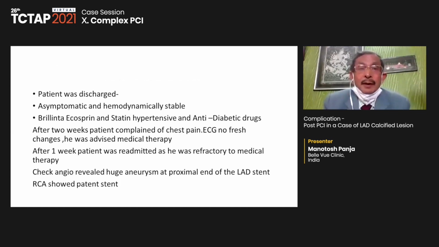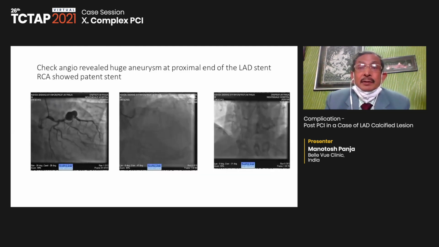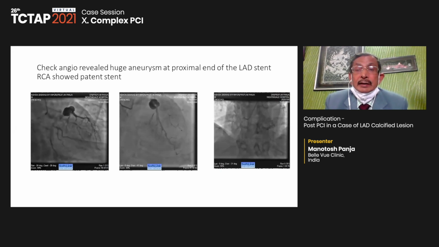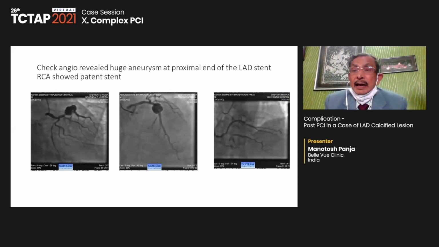On follow-up, the patient was discharged, asymptomatic, hemodynamically stable, and I gave ticagrelor 90 BD, and Ecosprin, aspirin, and statin, anti-diabetic. After 2 weeks, the patient complained of chest pain. ECG showed no fresh changes. He was advised medical therapy. On the third week, the patient was readmitted because of refractory to medical therapy. The check angio revealed a huge aneurysm at the proximal end of the LAD stenting, and the RCA stent was patent after 3 weeks. The size of the aneurysm was about 15 to 20 millimeters, you see.